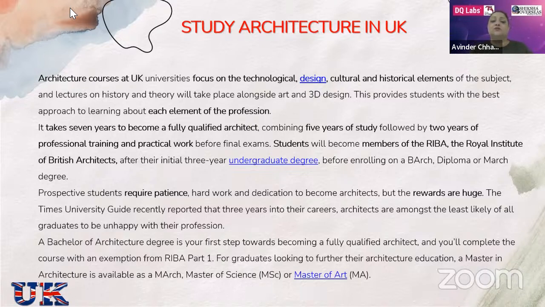A Bachelor of Architecture degree is your first step towards becoming a fully qualified architect, and you'll complete the course with an exemption from RIBA Part 1. For graduates looking to further their architecture education, a master's in architecture is available as an M.Arch or an MS degree or an MA degree. And that is when you sit for your RIBA Part 2. RIBA Part 2 is at the master's level.